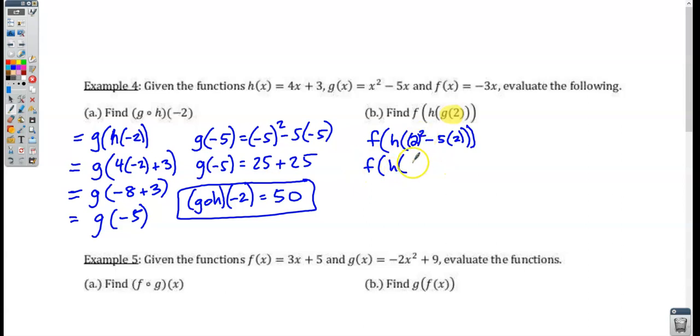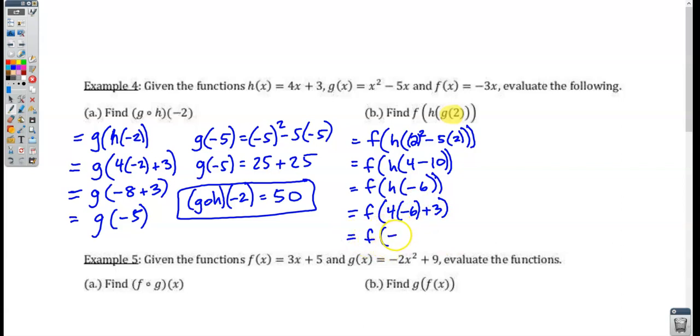And then I'm going to calculate what this is equal to. 2 squared is 4. 5 times 2 is 10. And so this is going to be f of h of negative 6. Now we continue working our way from the inside out. We're now going to put negative 6 into h. h is 4x plus 3, so that's going to be 4 times negative 6 plus 3.